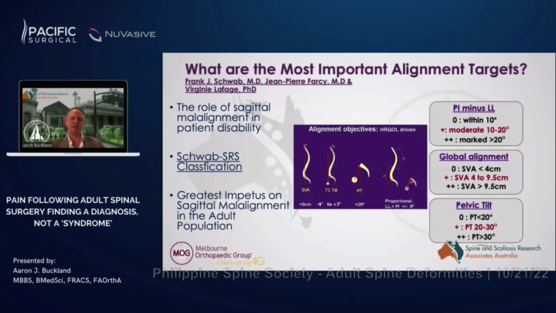So if we start with alignment here, this was pretty well defined by Frank Schwab, Jean-Pierre Farcy, and Virginie Lafarge. I had the pleasure of working with them when I was in New York. And they defined this with the International Spine Study Group and developed these thresholds of where you want to aim for your pelvic incidence lumbar lordosis mismatch, your global alignment, and your pelvic tilt.